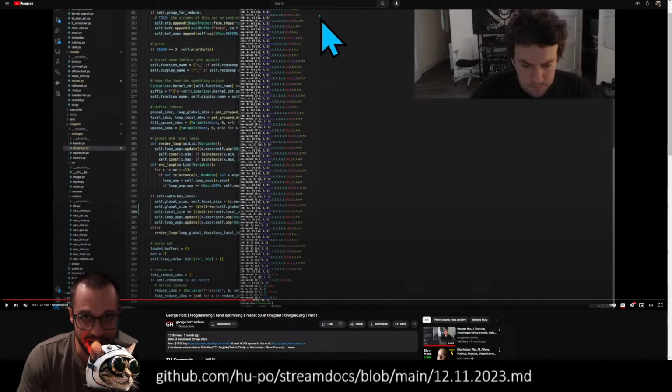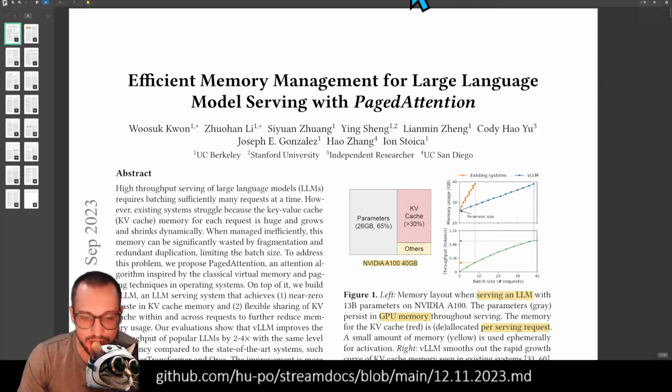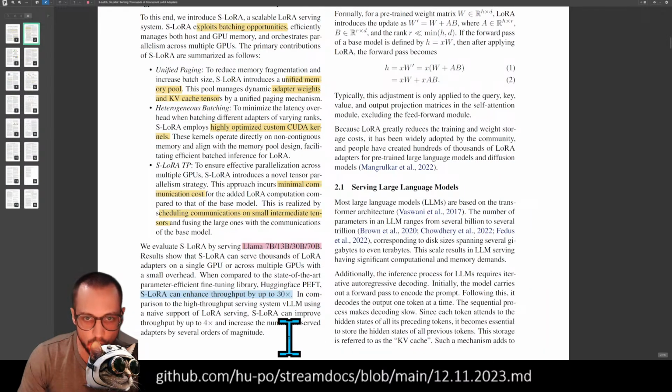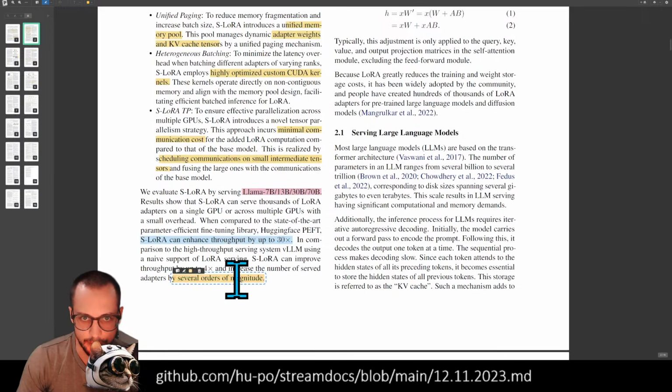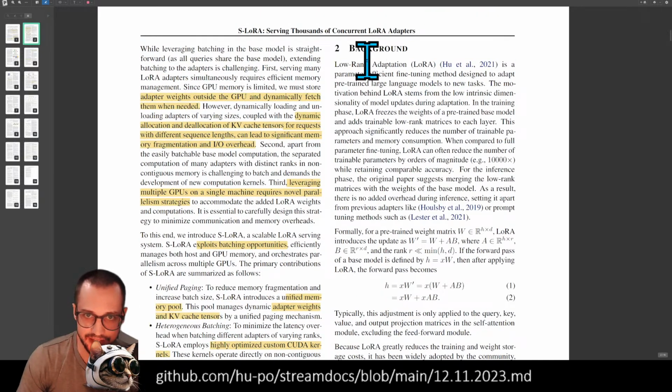A lot of times the actual code that you're running on your GPU is very inefficient. So there's a lot of opportunity for literally orders of magnitude, right? It's not like we're talking about a 1.1x speedup. We're talking about orders of magnitude speedup if you just take the time to go into the actual kernels and ask, wait, is this actually the best way to do this? S-LoRA can improve throughput by up to 4x and increase the number of served adapters by several orders of magnitude. Pretty badass.